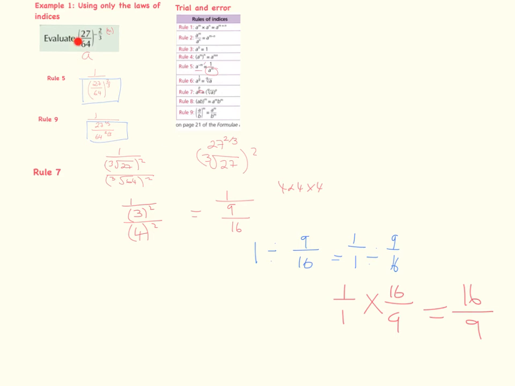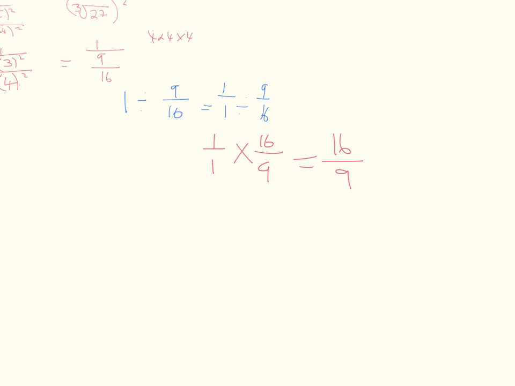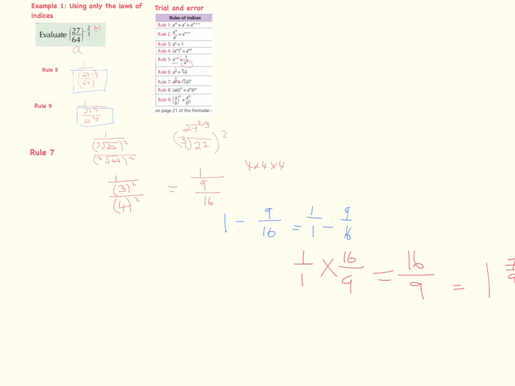for 27 over 64, all to the power of minus 2 over 3. We apply the laws, and we got 16 over 9. We can indeed break it down a little bit more if we wanted, and write that's equal to 1 7/9. Okay, so ensure that that example is clearly written down in your copies and that you understand every step.